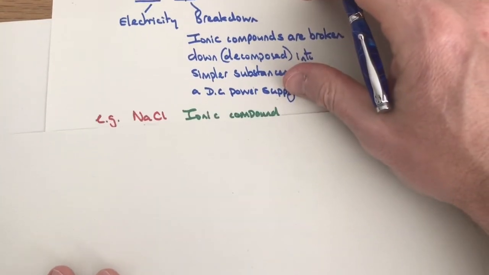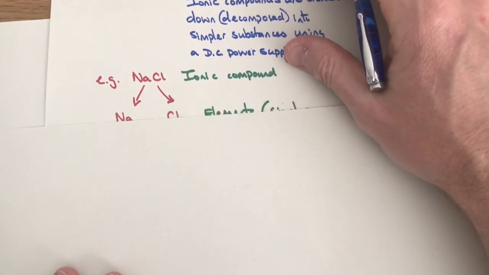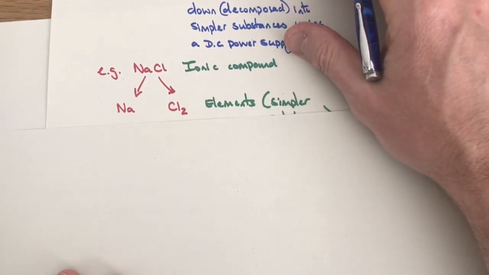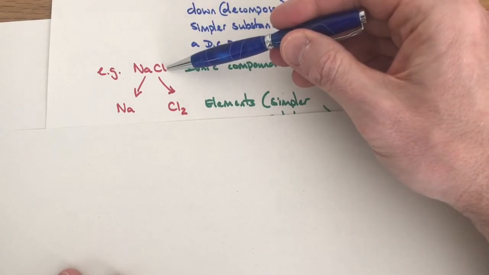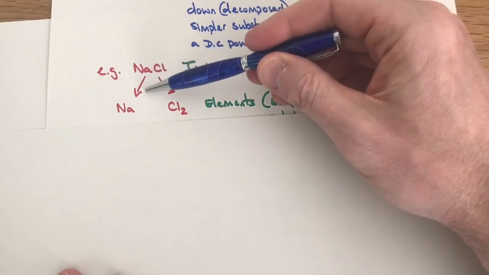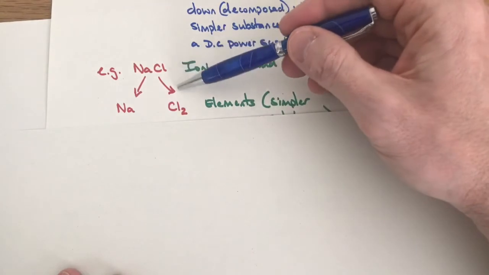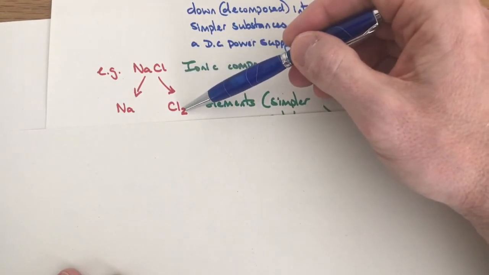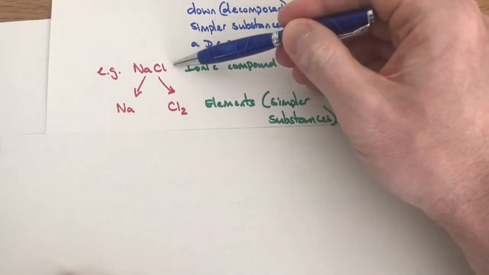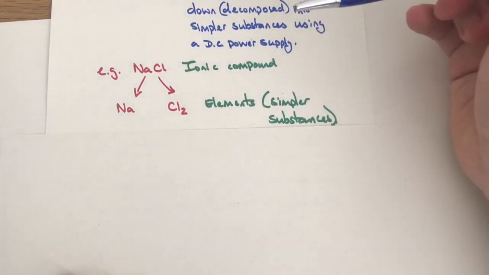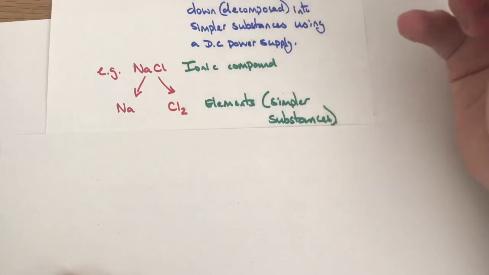What does that actually mean in simple terms? Well, here's an example. Here is sodium chloride, an ionic compound, and if this undergoes electrolysis, we can split it into the elements. So we form sodium and we form chlorine. Remember, chlorine is diatomic, so Cl2. These are the elements, and these are simpler substances than the compound that we started with. So this is what electrolysis does.